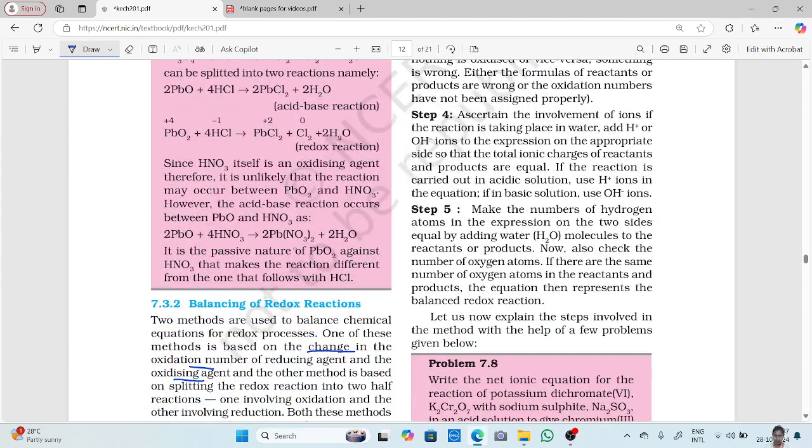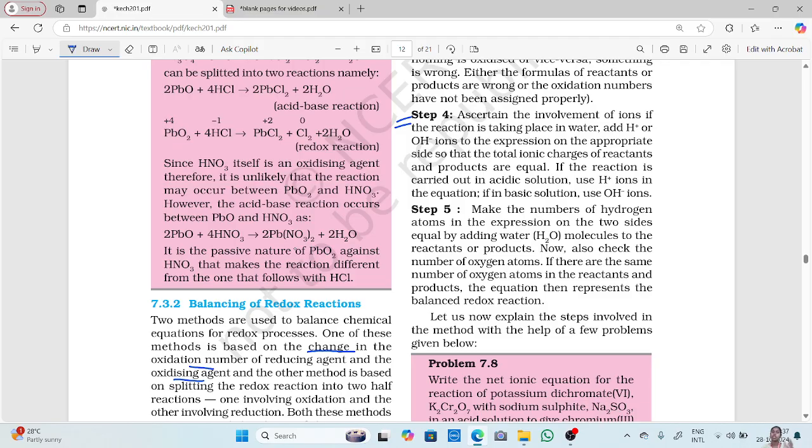Now, the fourth step is to ascertain the involvement of ions if the reaction is taking place in water. Add H+ or OH- ions to the expression on the appropriate side so that the total ionic charge of the reactants and products are equal. If the reaction is taking place in water, there should be involvement of hydrogen and OH- ions, right? Hydrogen being positive, you know where hydrogen will be gained and where hydrogen will be lost.